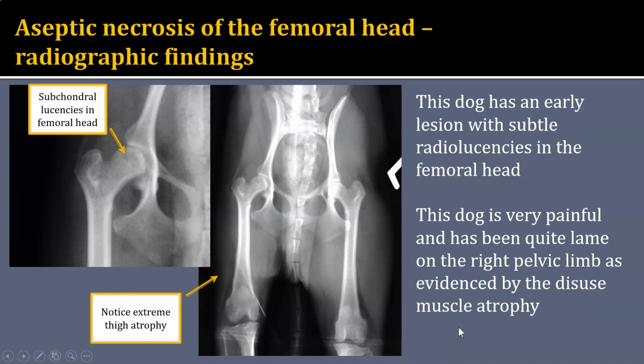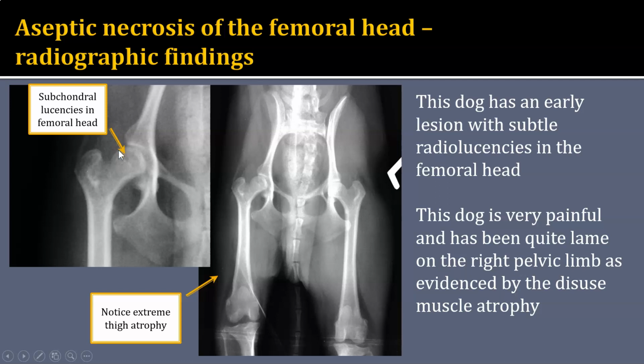Here's an example of a dog that has a very early lesion of aseptic necrosis of the femoral head. This is the extended limb ventrodorsal view, and this patient has presented with fairly significant pain and lameness on the right pelvic limb, and we can notice that the muscles of this right pelvic limb are quite small and atrophied compared to the left side. When looking at this right coxofemoral joint compared to the left coxofemoral joint, which is somewhat obscured by rotation, this is a close-up view of that right coxofemoral joint.